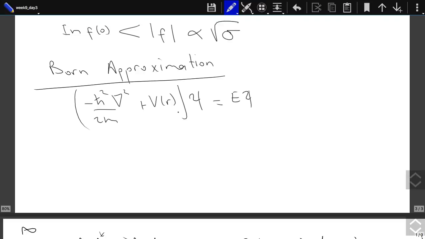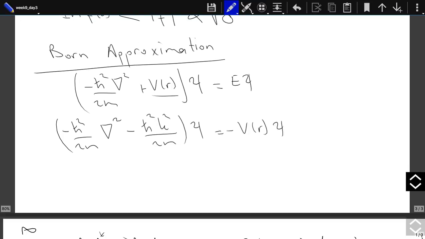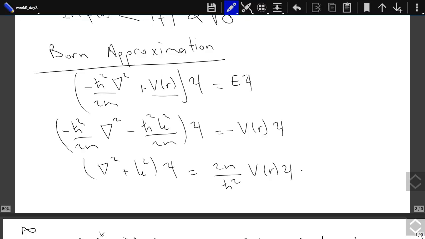Now this V we don't know. Let's just combine the things we already know. On one side, minus h bar squared over 2m Laplacian minus, instead of E, let's use h bar squared k squared over 2m, psi. This is equal to minus V of r psi. Or we can just say that Laplacian plus k squared acting on psi is equal to 2m over h bar squared V of r psi. This is our differential equation.